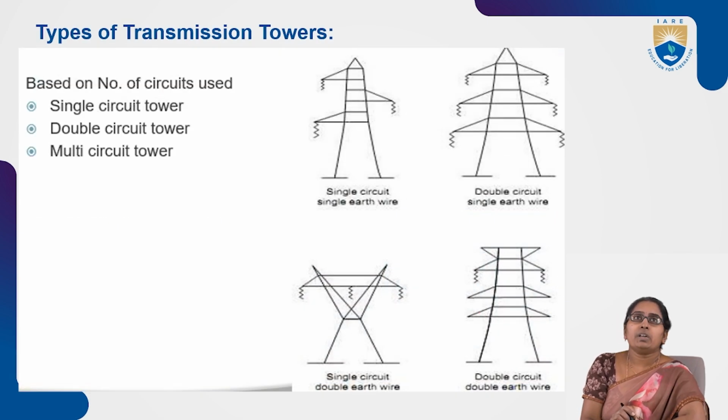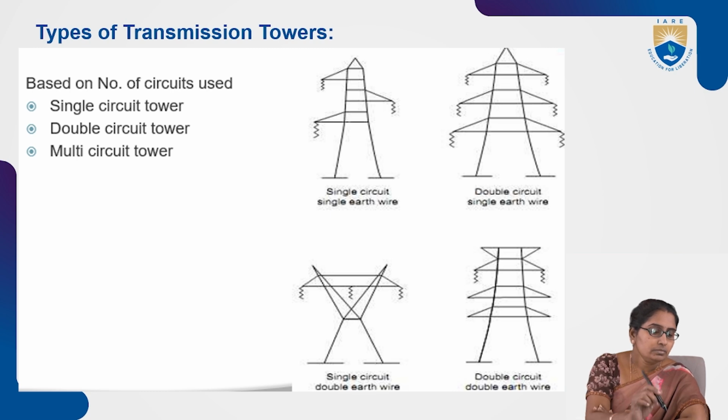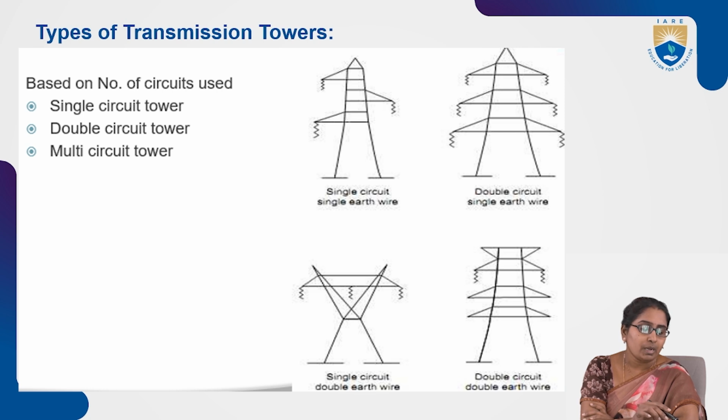Next, based on the number of circuits: single circuit tower, double circuit tower, multi circuit tower. We know already, single circuit means there is only one conductor per phase. On the right side, this picture shows a single circuit tower. Next, the double circuit line. The next one is a double circuit, with each phase having two conductors. So these two come under phase A, next phase B, next phase C.